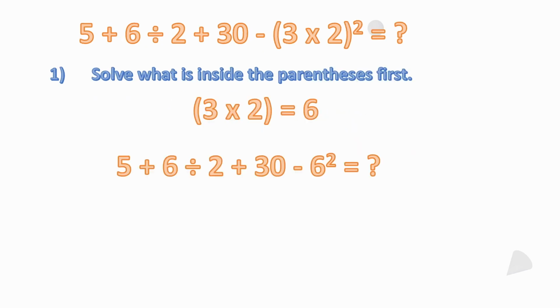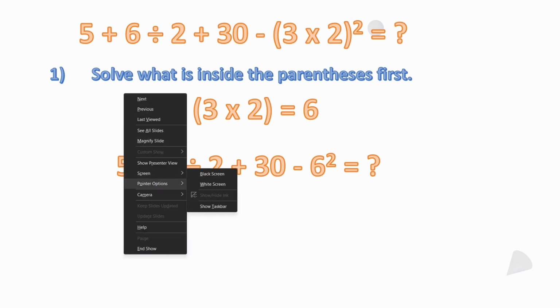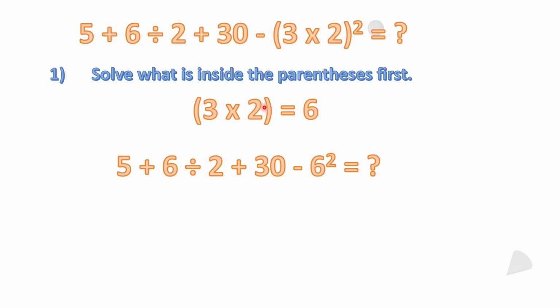If we go through the steps here, number one, we're going to solve what's inside the parentheses first. Well, that's pretty easy. 3 times 2 is 6. So we're solving what's inside parentheses. That leaves us with 5 plus 6 divided by 2 plus 30, and then minus 6 to the power of 2.